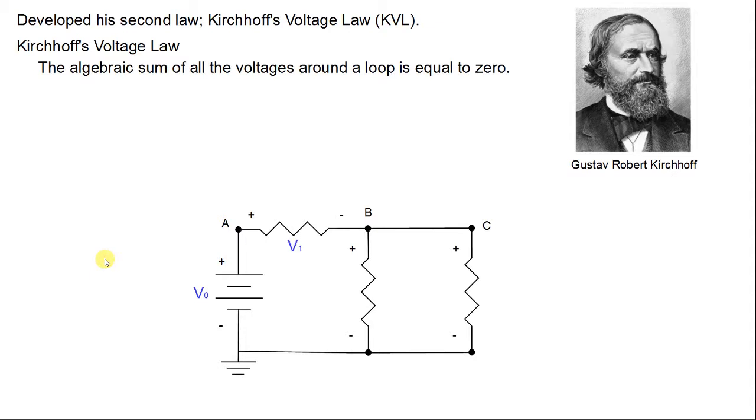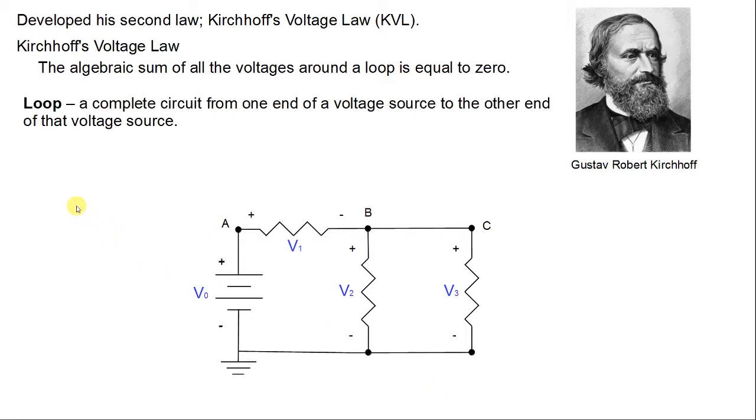So let's just look at this with some references on there. I have denoted the battery as V0. The drop across the resistor at AB is V1, the drop across B to ground is V2, and the drop from C to ground is V3. So now we're going to bring in another term. Remember, we had this term loop, and we didn't quite describe that yet.